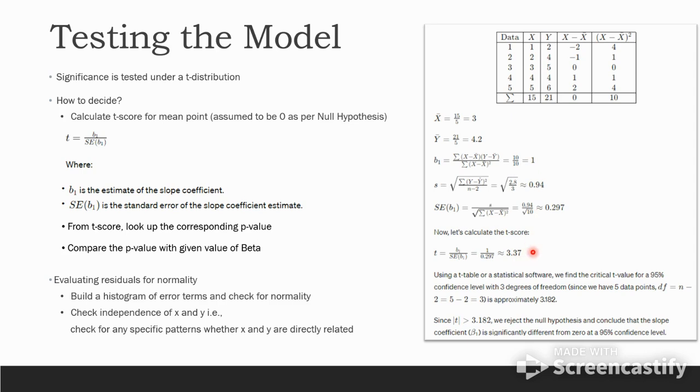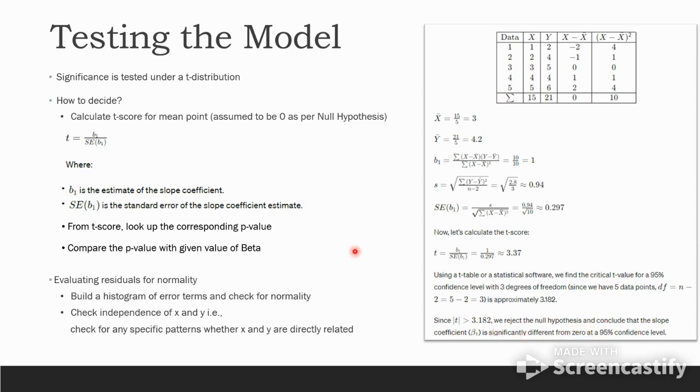So now this 3.37, we checked it for a 95% confidence level. The degree of freedom is 3 because there are 5 data points and n minus 2 is 3. So we checked it and the value came out to be 3.182. Now since the t value calculated here is greater than 3.182, it is on the higher side, we can safely reject the null hypothesis and conclude that the slope beta 1 is significantly different from 0 at a 95% confidence level.